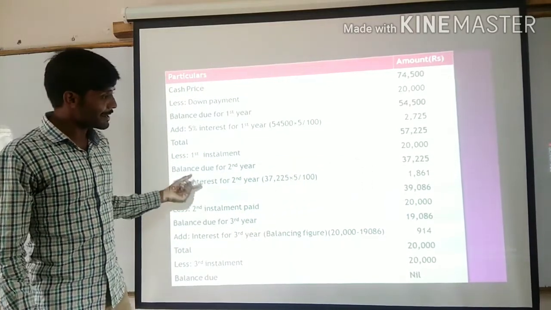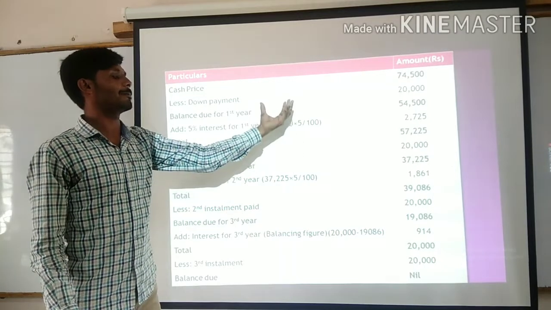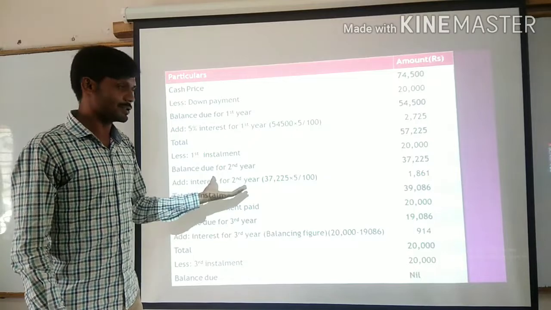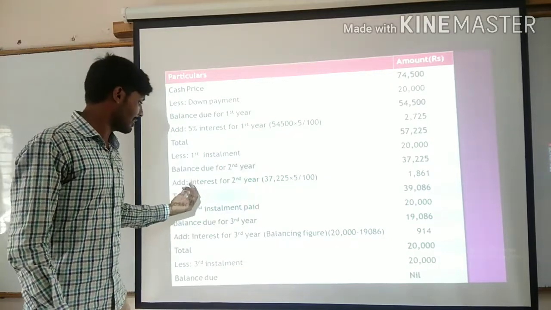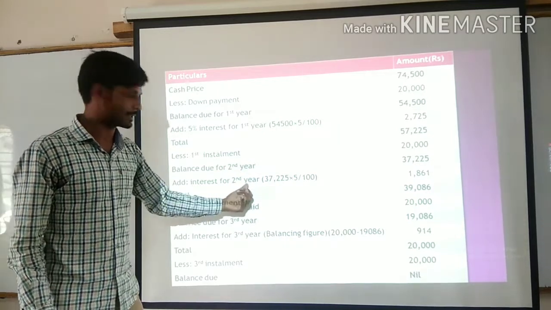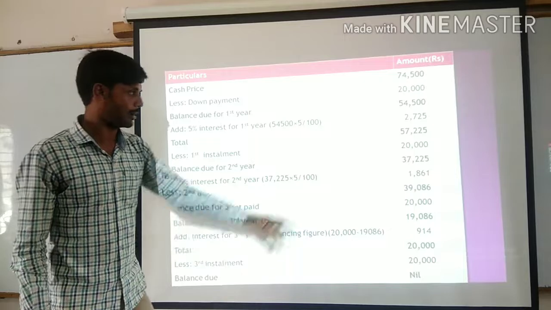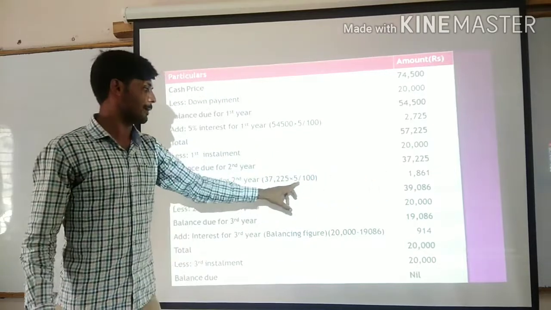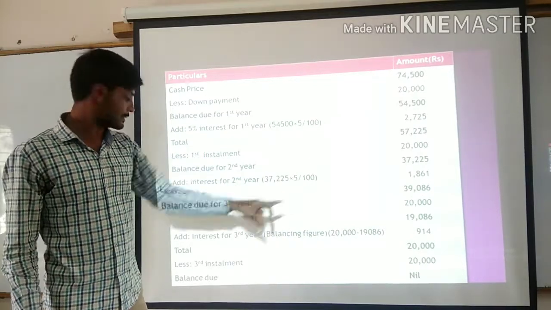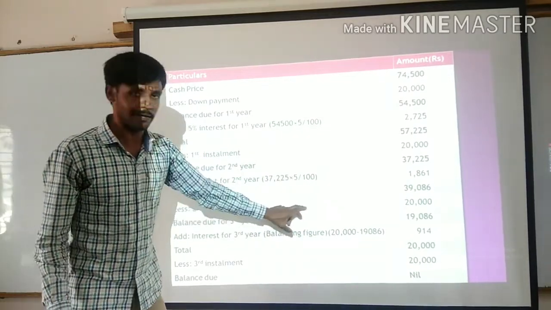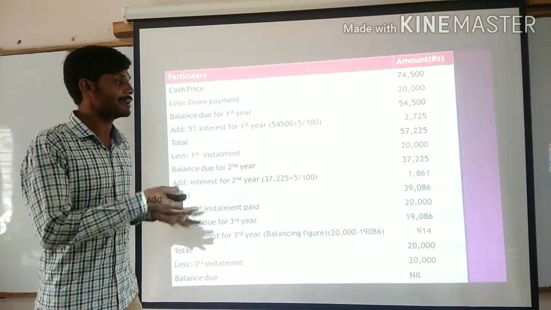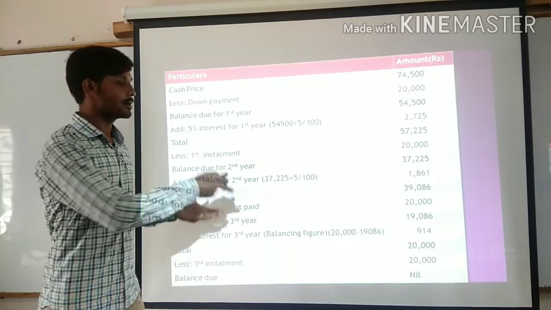Next, for the second year, based on whatever practical problems we are solving as of now, the same procedure we just need to follow. Based on the balance due for the second year, we just need to add interest for the second year. That is 30,225 rupees. Then 5% will arrive at 1,861. So the total will be 39,086. From that second installment, we just need to deduct 20,000 rupees only. Already we have said the installment includes the interest.